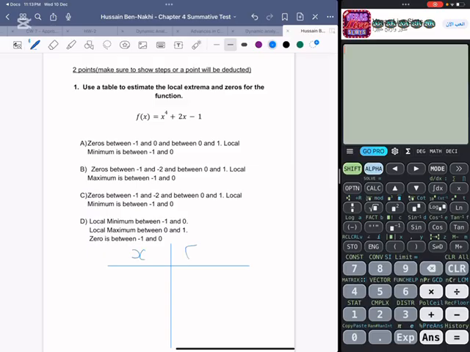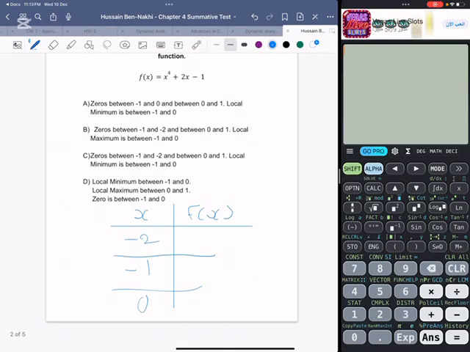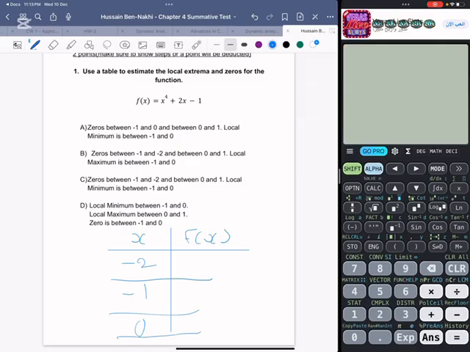X, f of x. I'm gonna use -2 first, -1, 0, and 1. So now that we have these four x's, we plug them in. When we plug them in, we can use our calculator or we can do it manually. If we do it manually, we do this.